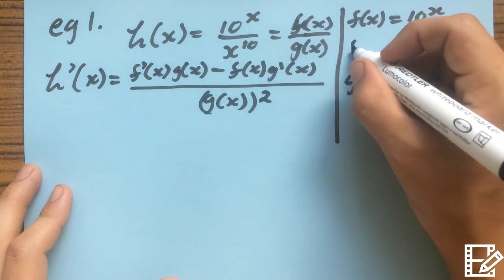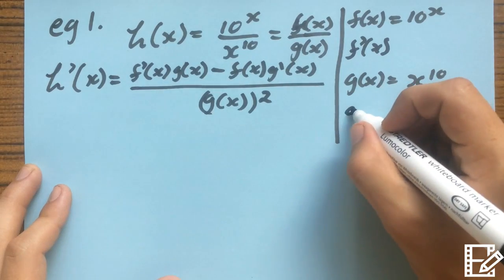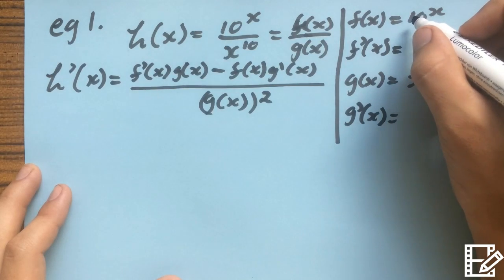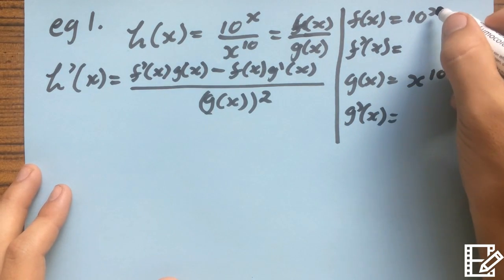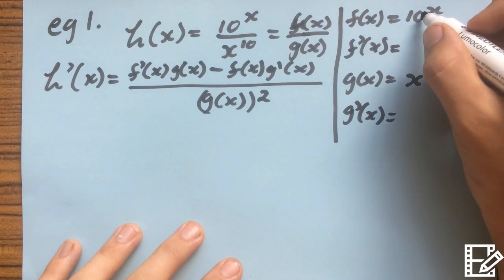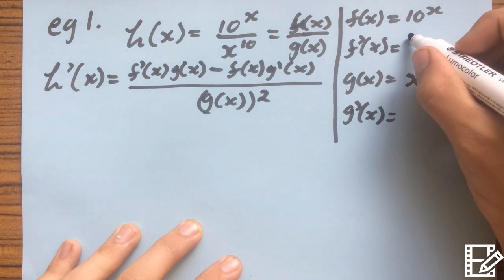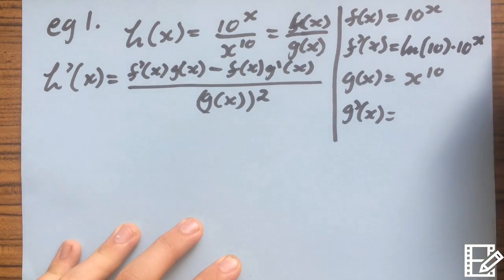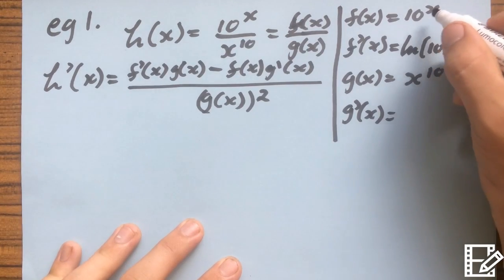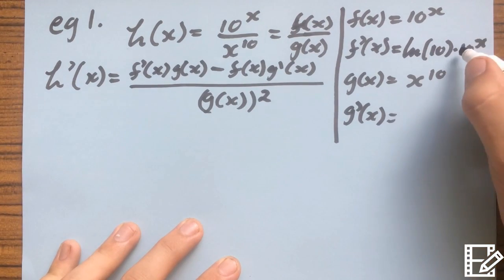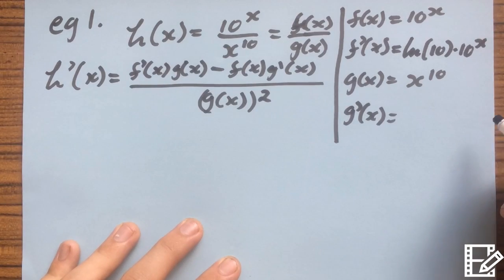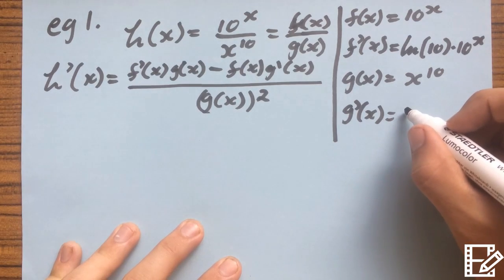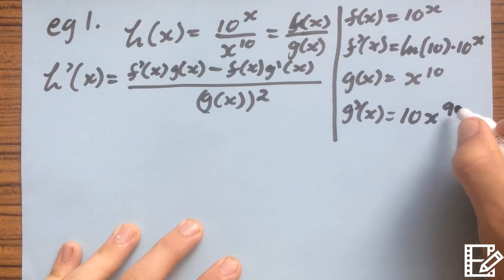Here it says we need to find the derivative of f(x) and the derivative of g(x). The derivative of f(x), f being 10 to the power of x, like I said before, you have a number to the power of x. The derivative is ln of that number multiplied by that number to the power of x. In this case it was 10 to the power of x, so it's ln 10 multiplied by 10 to the power of x. g(x) is x to the power of 10, so the derivative is 10x to the power of 9.